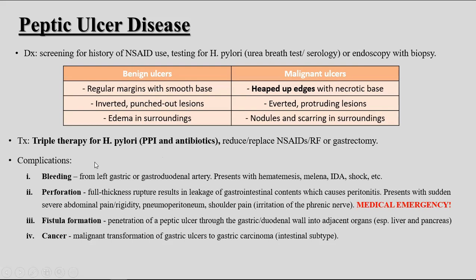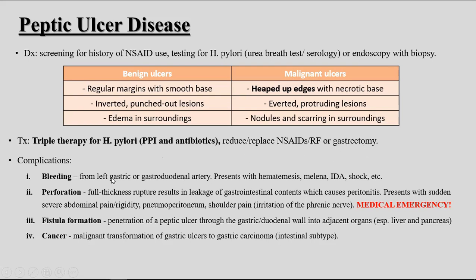Triple therapy for H. pylori is basically when you combine proton pump inhibitors with antibiotics. And these antibiotics and PPIs need to be given for like 4 to 8 weeks. Other than that, if they're on NSAIDs, you try to reduce it or replace it, or in very severe cases, you can perform a gastrectomy.